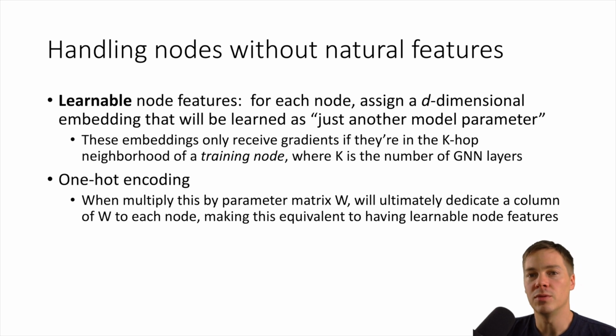Another thing that people do is one-hot encoding, which essentially assigns a unique identity to each of the nodes. But what you see is that if you multiply this by a parameter matrix W, you're ultimately going to dedicate a column of W to each node, which is equivalent to just assigning these learnable node features as we just described. So these two things are actually equivalent.